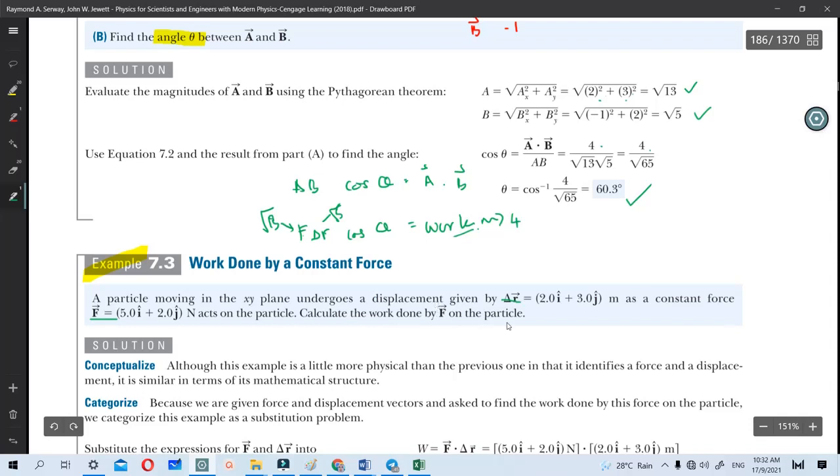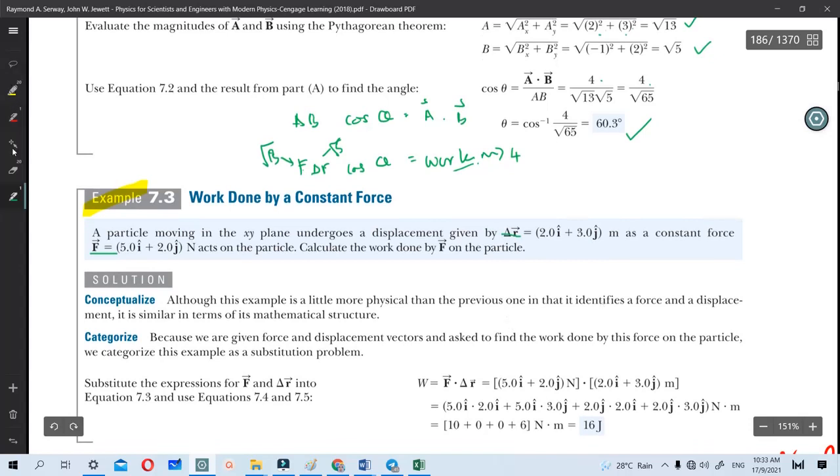So what happened to the particle? Now, in the sense of what we saw earlier, 2 times 5, plus 2 times 3. So altogether, 5 times 2 is 10. 3 times 2 is 6. And the answer is 16 joule.